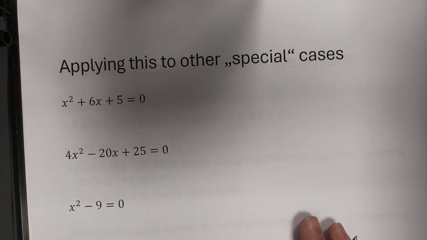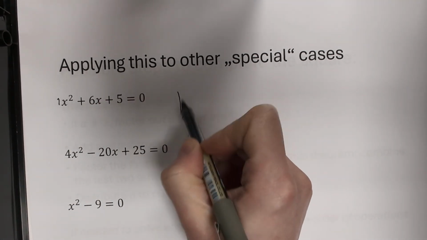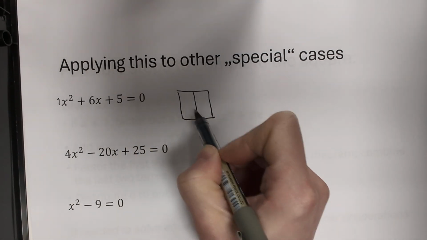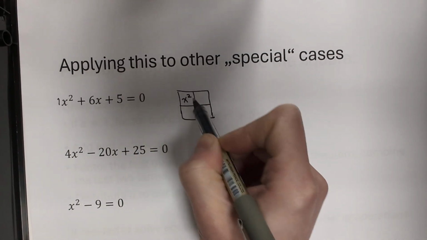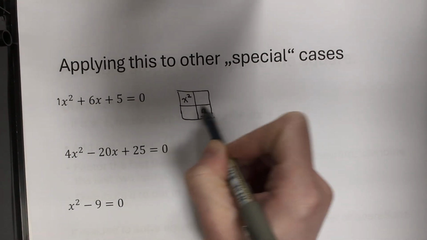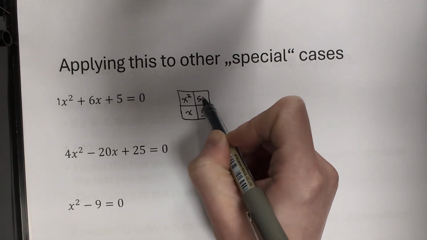Here are some actually simpler special cases, but the same idea. There's an invisible 1 here. If I'm using the box method, 1 times 5 is 5. I'm looking for 2 things that multiply to 5 and add to 6. Okay, so 5. And if I have those, well, 1 times 5 is 5, and 1 plus 5 is 6. So I have 1x and 5x.